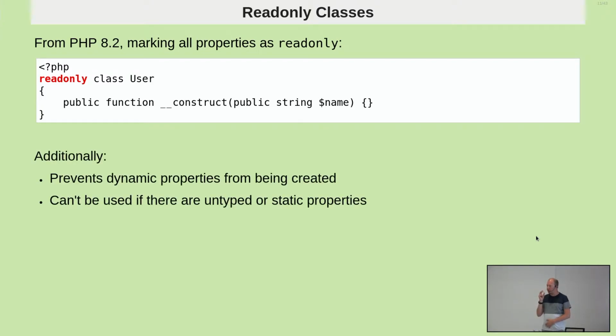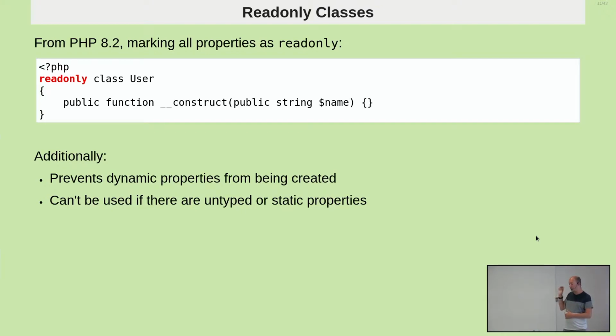So there are a few restrictions to this. It also means that you can't create dynamic properties anymore. Dynamic properties have been deprecated as of PHP 8.2. I have a slide later in the presentation about this at some point. You also can't use the read-only keyword if there are any untyped or static properties.